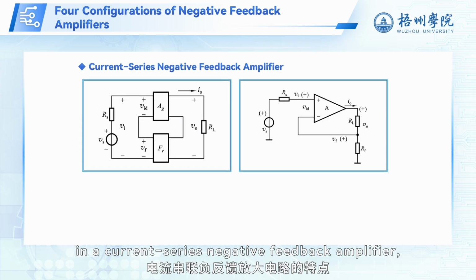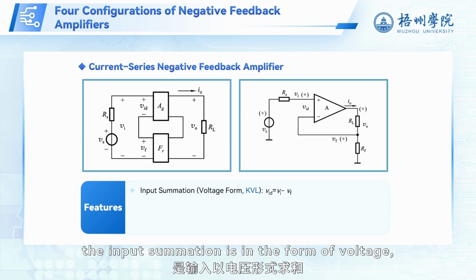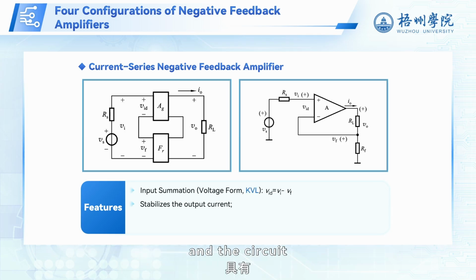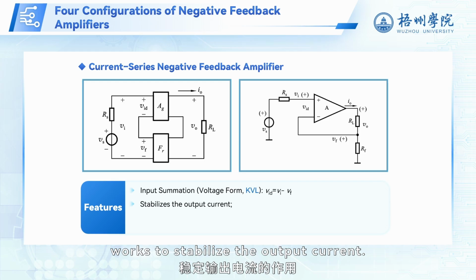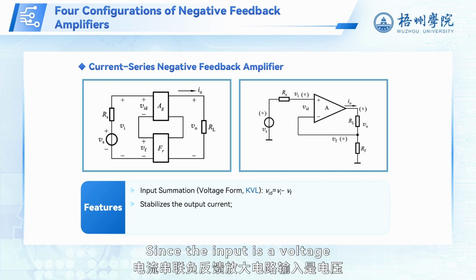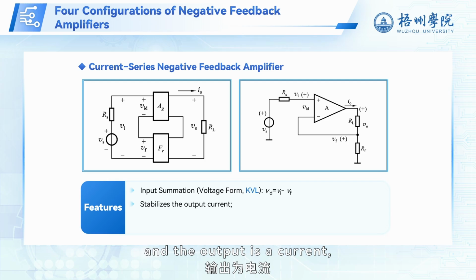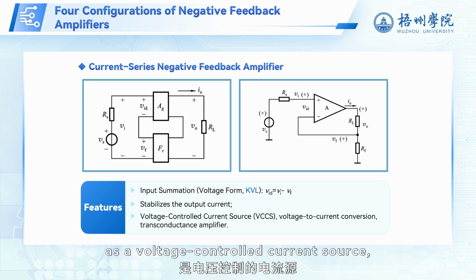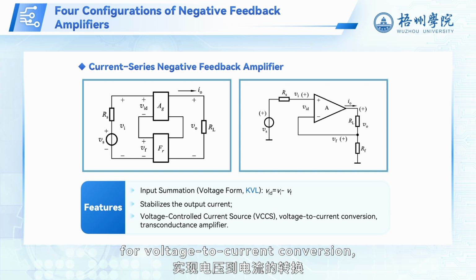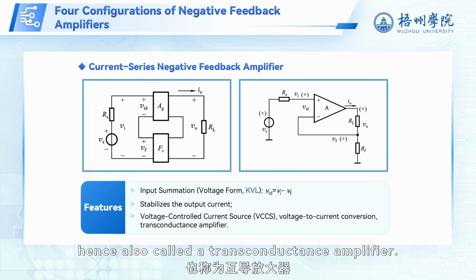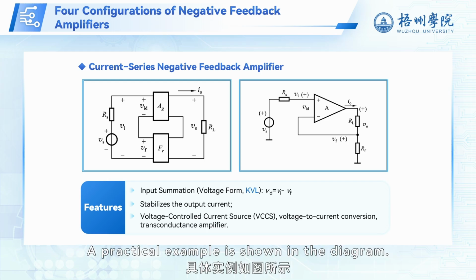Similarly, in a current series negative feedback amplifier, the input summation is in the form of voltage, and the circuit works to stabilize the output current. Since the input is a voltage and the output is a current, it can be regarded as a voltage-controlled current source, commonly used for voltage-to-current conversion, hence also called a transconductance amplifier. A practical example is shown in the diagram.